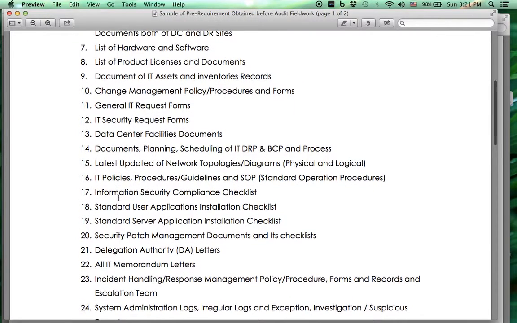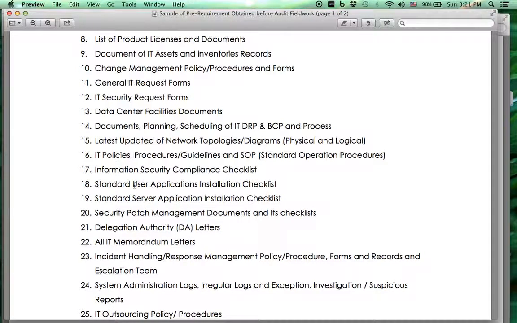Number 16 is a normal one, so you need to obtain IT policy, procedure, guideline, or SOP. So you need to obtain, right? So number 17, like a compliance checklist on information security.